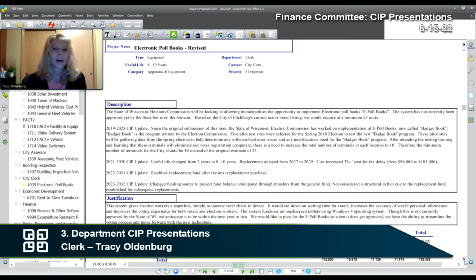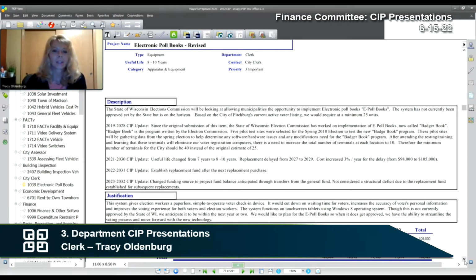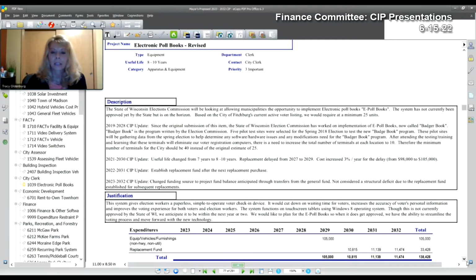So what we have in the CIP are the electronic poll books, and these will just need to be replaced in the year of 2030. They're working very well now, so we don't have any issues, and that's all I have in the CIP.